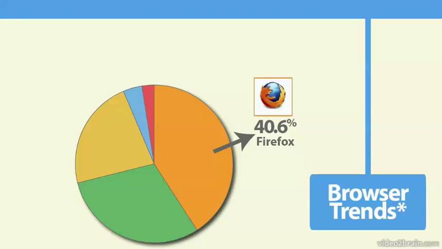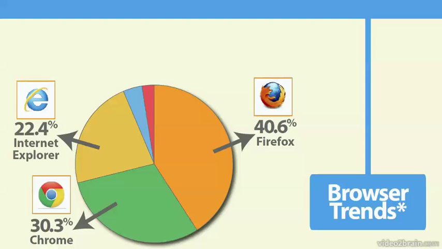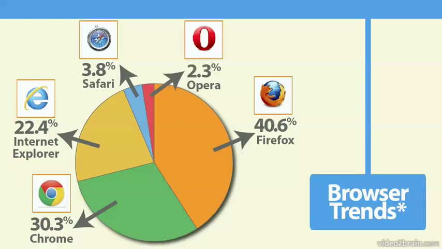Firefox has the most circulation with 40.6% of the market share, followed by Google's Chrome, which has 30.3% of people in the world using it. 22.4% of people in the world are using Internet Explorer by Microsoft. Apple's Safari has 3.8% of the market share. And rounding out the top 5 browsers is Opera, which has 2.3% of the market share.